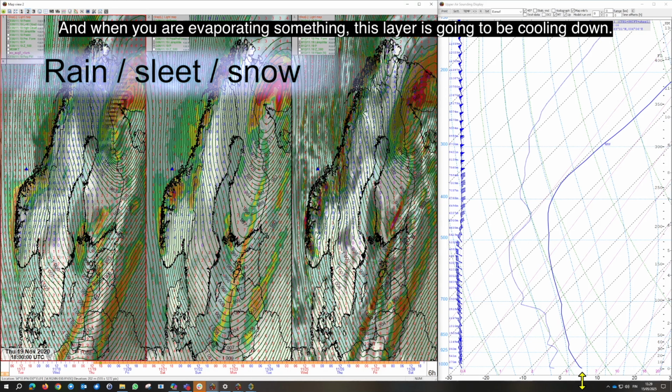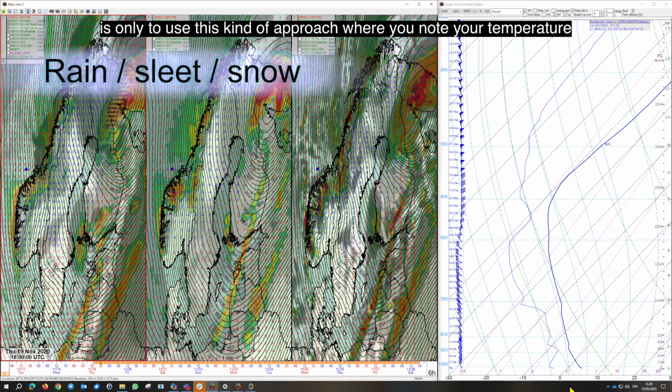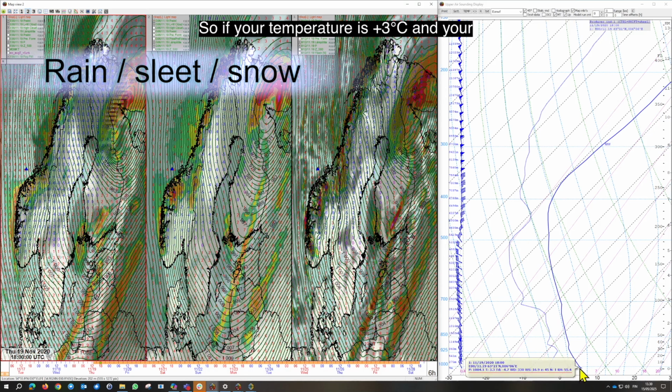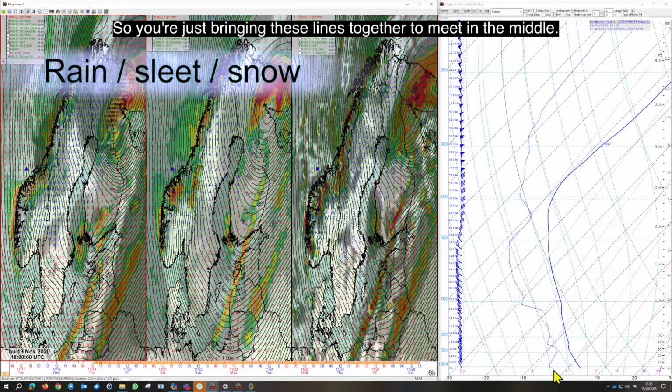And when you are evaporating something, this layer is going to be cooling down. On the other hand, when you are evaporating water into that layer, it's also getting moisture. And maybe the quickest visual way to see that is to use this kind of approach, where you note your temperature from the sounding and also your dew point temperature, and you bring them together. So if your temperature is +3 and your dew point temperature is -3, your wet bulb temperature is close to 0. So you're just going to be bringing these lines together to meet in the middle.